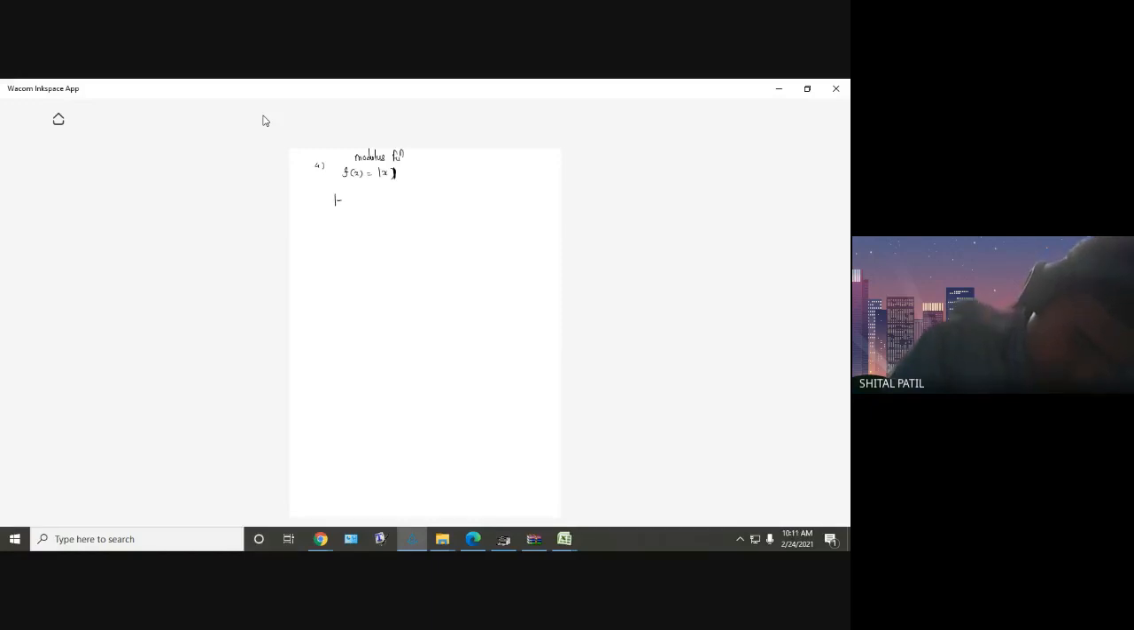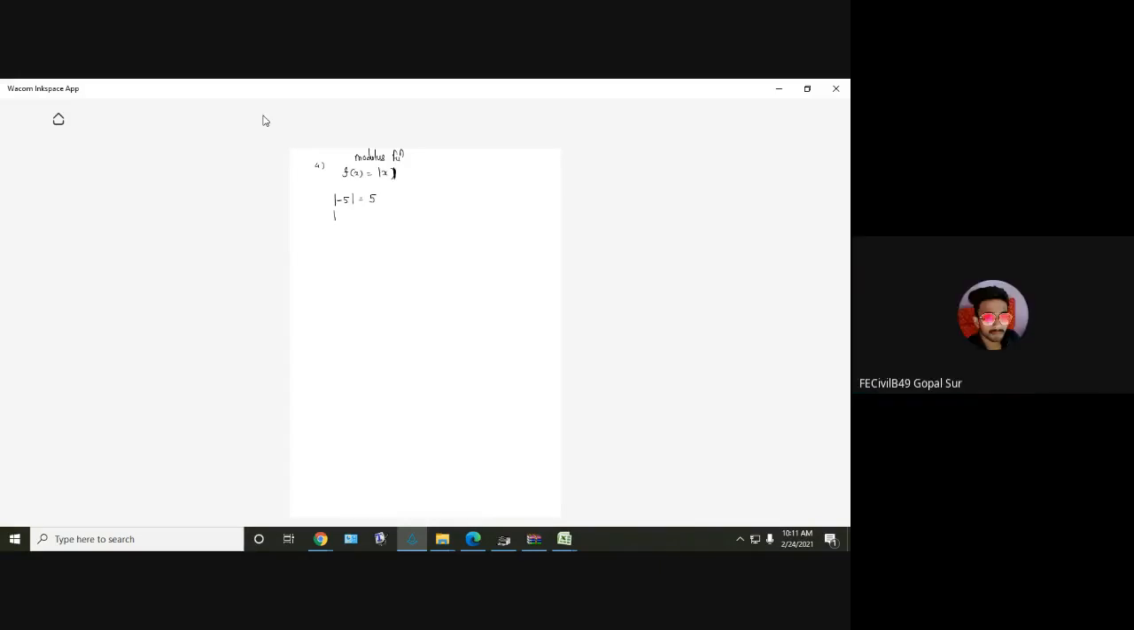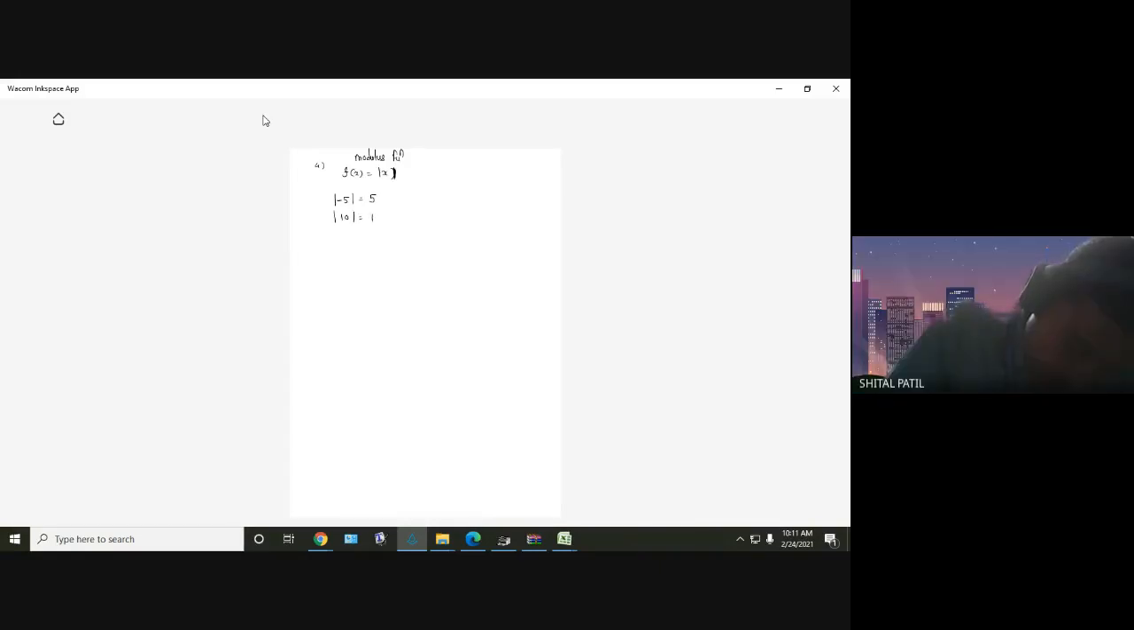मॉड्यूलस फंक्शन. अच्छा क्या होता है मॉड्यूलस फंक्शन? Say I want to find mod of -5. What is mod of -5? 5 आएगा. Suppose I want to find mod of 10. 10 only. Right ना? So if negative number is there, negative number उसको क्या करना है हमें? We have to multiply it by -1. -5 है, इसको -1 से multiply करें so that I get 5. Whereas if positive number is there, we have to multiply it by 1. समझ में आ रहा है ना?